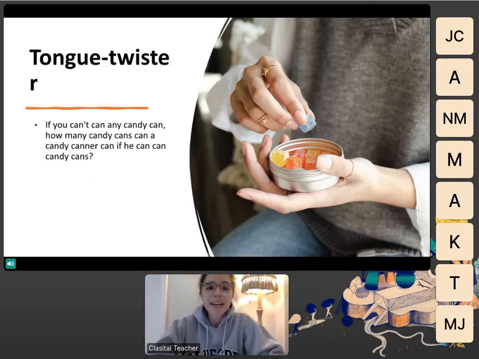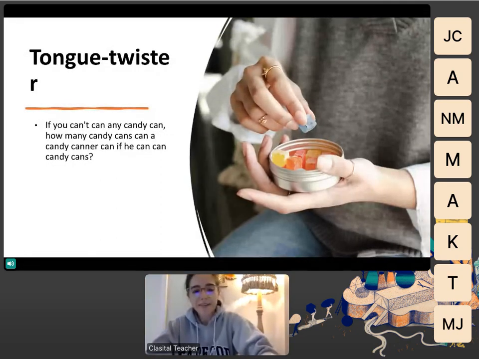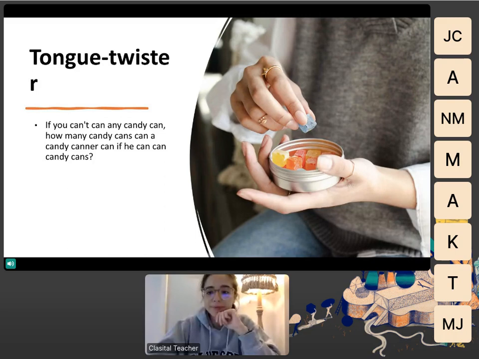So, who feels like trying? You can use the react button to raise your hand. Anyone? It's not that difficult, just too many cans. And feel free to make errors. We're just here to practice. Noah? Yes, Mayur.